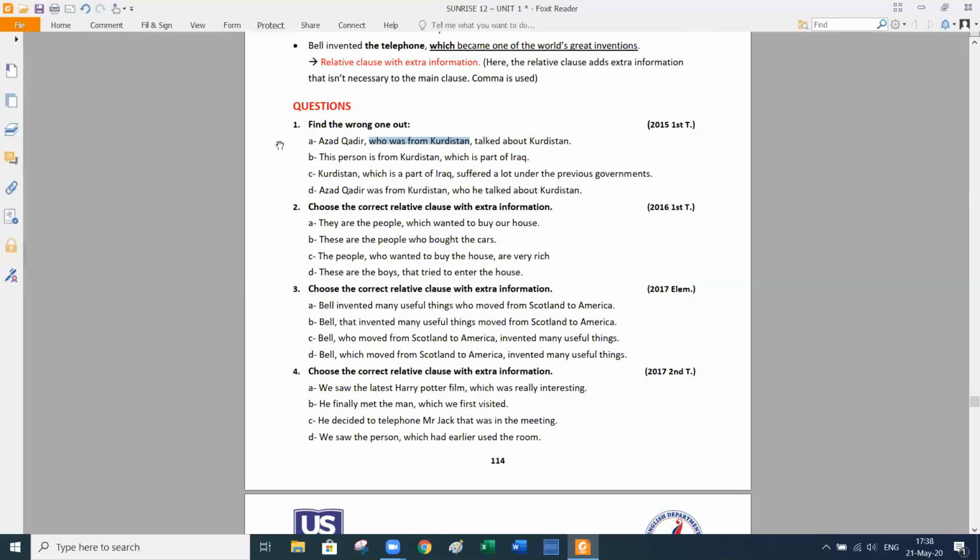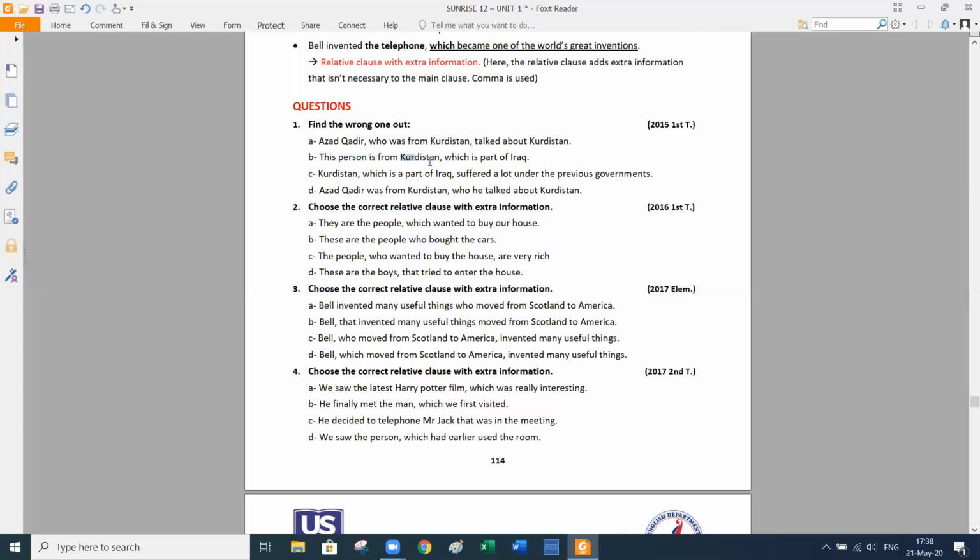So that's correct. The first choice is correct. B, this person is from Kurdistan, comma, which is part of Iraq. This person is from Kurdistan. When you finish the sentence here, you will see that this part is a full sentence. It's a complete sentence. It makes sense. This person is from Kurdistan.